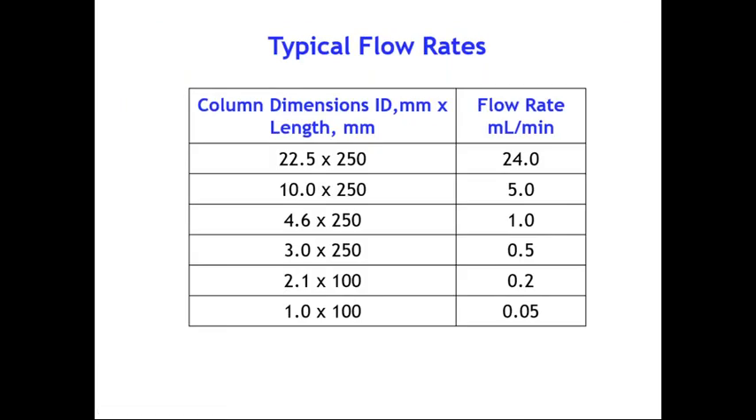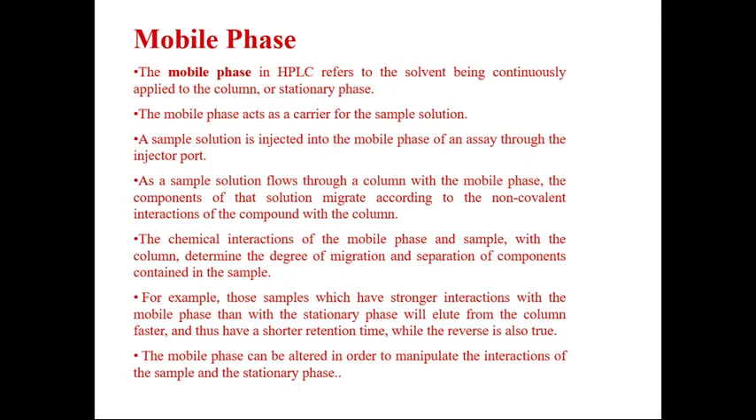So the smaller the column diameter, the higher the back pressure that you see. The flow rates that are generally used are, if you're using a preparative column, you can use high flow rates such as 24 milliliters per minute. But if you're using the most commonly used column in food analysis or analytical labs, the 4.6 millimeters by 25 centimeter column, the flow rate is generally in the order of 1 milliliter per minute. If you're using the micron or in UPLC, we use flow rates in the range of 0.2 milliliters per minute. So now that is what you need to know about the stationary phase.